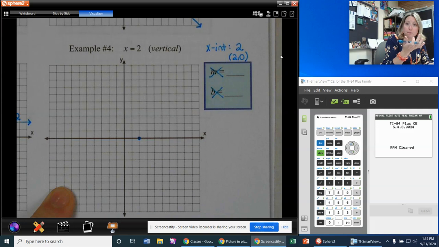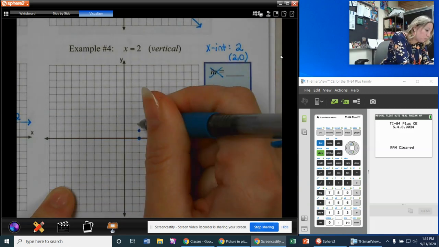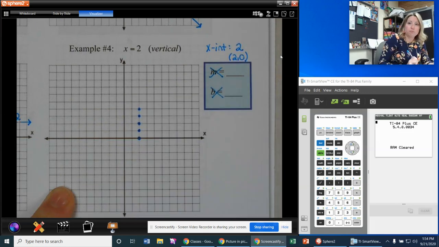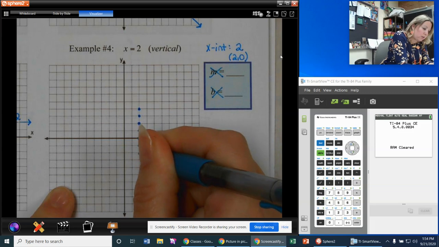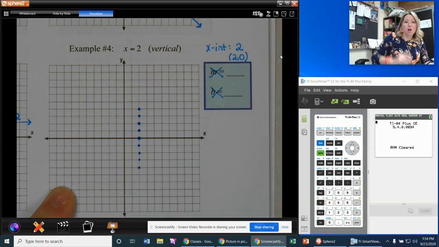Now from here, I'm only going straight up and down because all of the x values on this line to infinity in both directions are going to equal 2. So this point is 2, 1. This point is 2, 2. This point is 2, 3. This point is 2, 4. Let's head down a little bit. This point is 2, negative 1. This point is 2, negative 2. This point is 2, negative 3. This point is 2, negative 4.